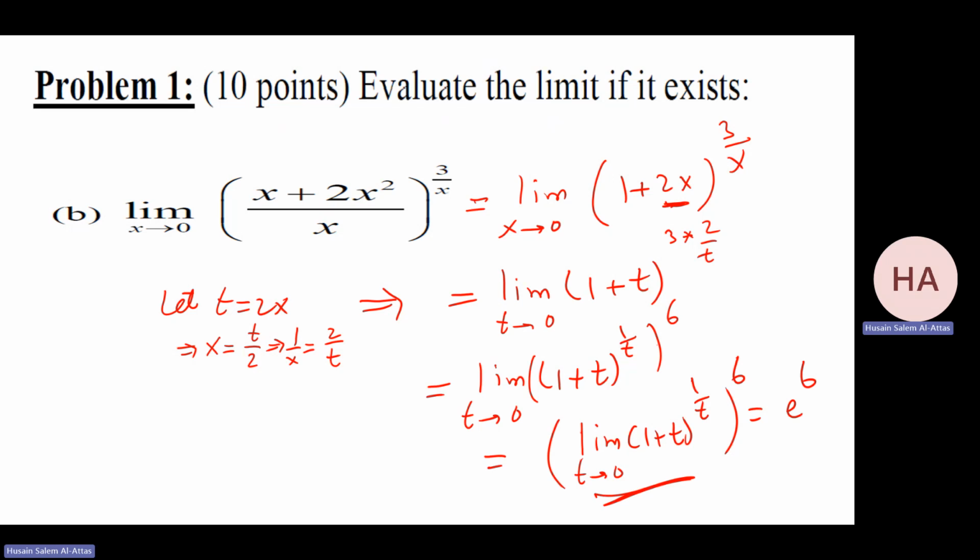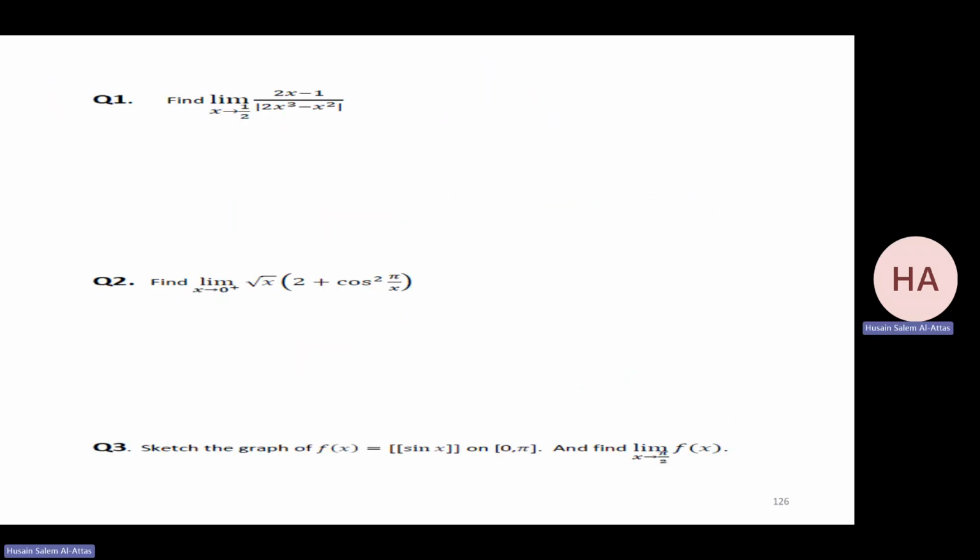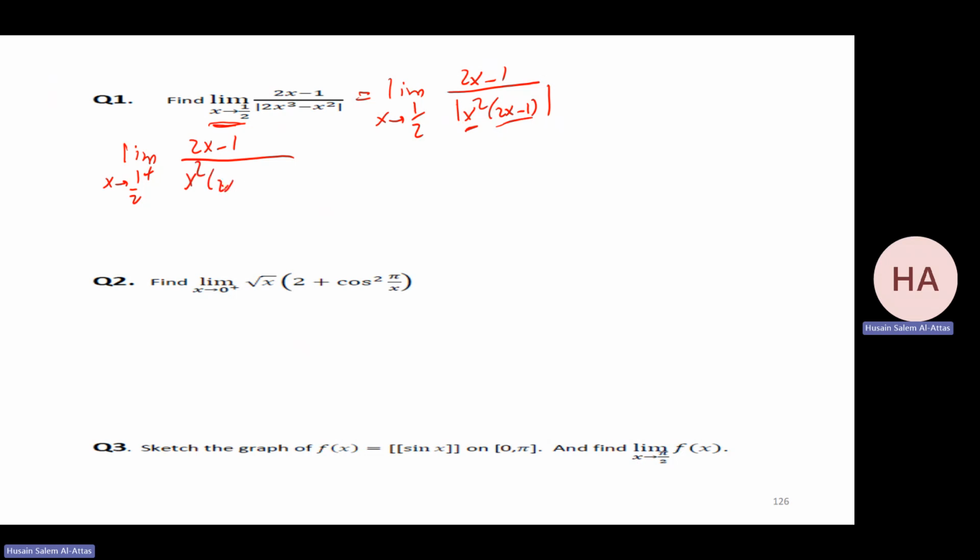So this is a special limit. I think we did this, but now we wanted x to half. So you need to do it from left and right. So this is limit x goes to half, 2x minus 1 over x squared with absolute value 2x minus 1. Well, clear, this is 0 over 0. So I need to check left and right. Limit x goes to half from right. It will be 2x minus 1. Okay, so this is positive. This is positive. So get rid of the absolute value. Cancelled, substitute. You get 1 over 1 over 4, which is 4.